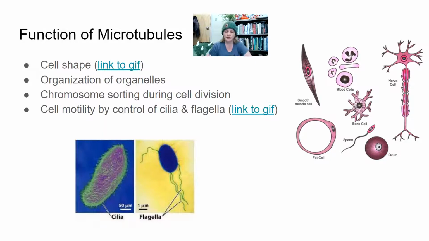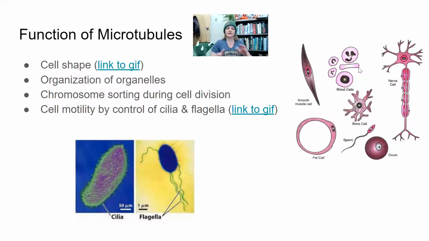And so one of those, form follows function, right? In order for a muscle cell to do a muscle cell's job, it has to have that shape. And it's these microtubules and the other components of the cytoskeleton that make the cells that shape.